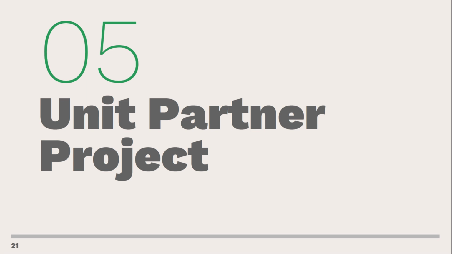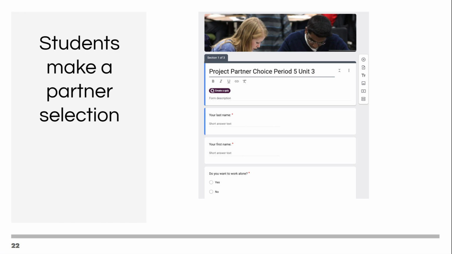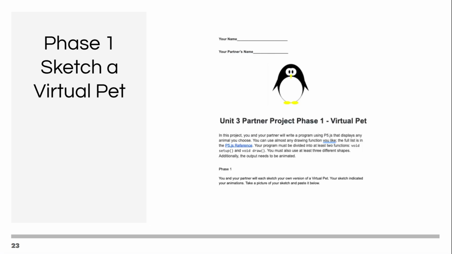For unit projects, I allow them to choose a partner. So here's an example of a Google form that I use for them to make their partner selection. Then I go through and I try to give them the first or second choice for their partner.